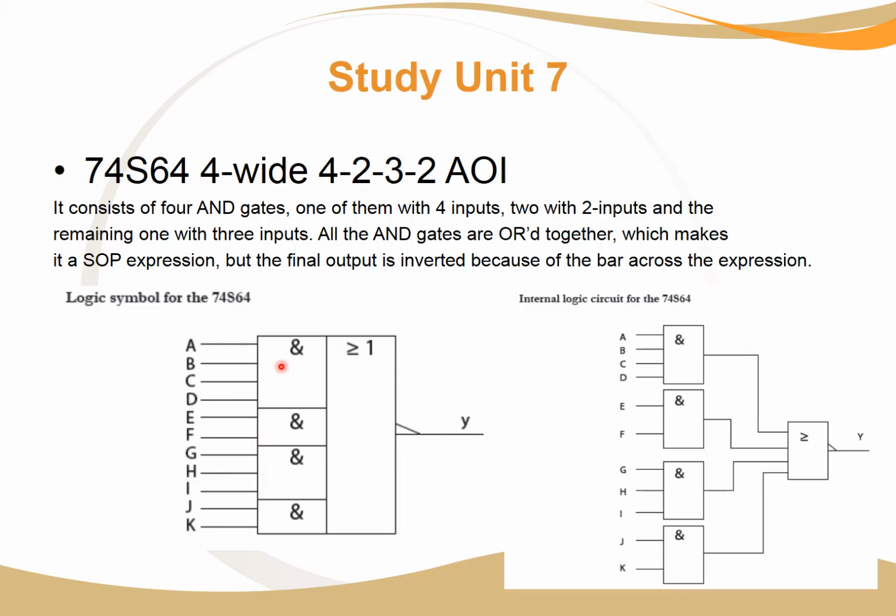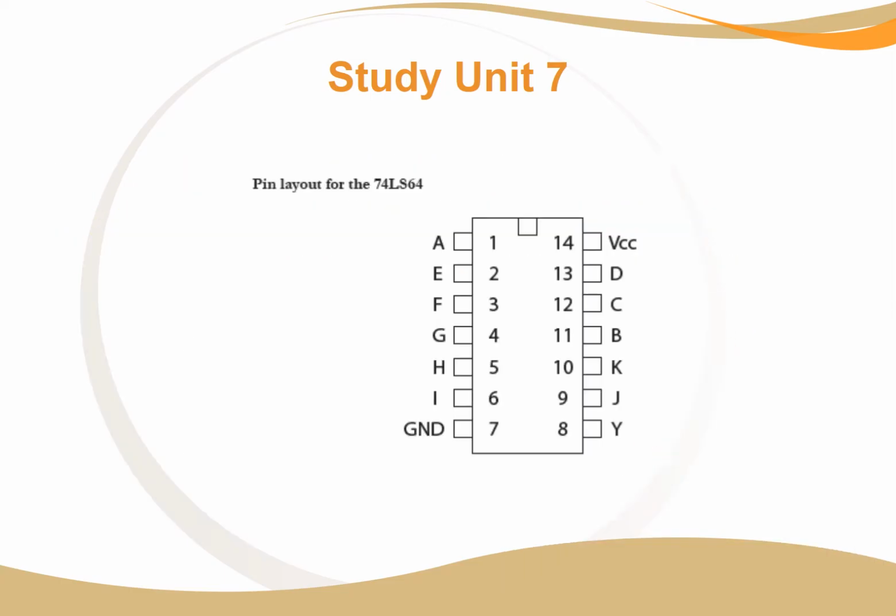So here you have the AND gates: a 4 input AND gate, a 2 input AND gate, a 3 input AND gate, and another 2 input AND gate. So this is the 4-2-3-2, and then these AND gates are all ORed together, and then it's inverted, like so. And this is the pin layout for the IC. You have your inputs from A to Y, VCC up to the right, and ground on the left.